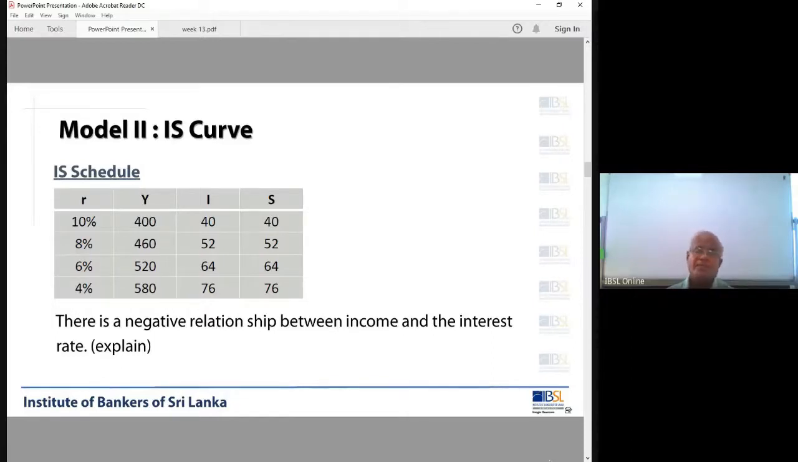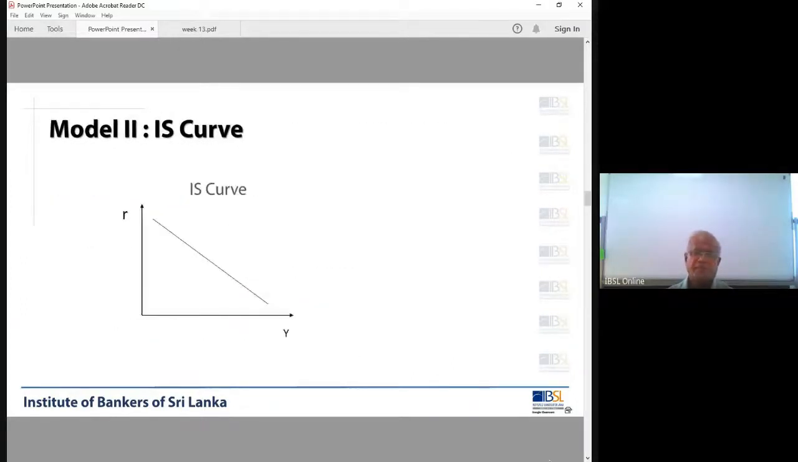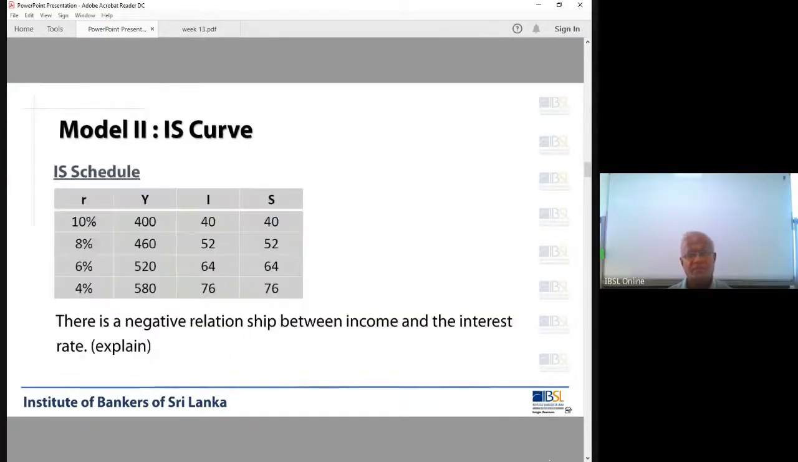Then you can see this is the IS curve. A negative relationship between interest rate and income. We calculated this negative relationship using our equation. That is the negative relationship between income and interest rate. Now, the other two columns, what will happen?